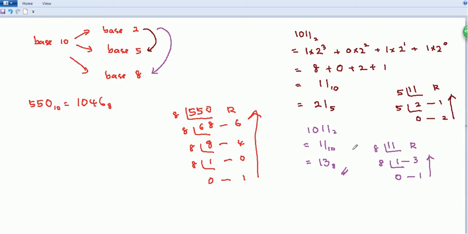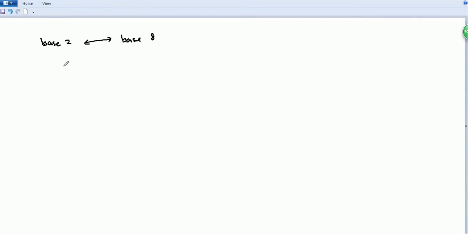Okay, so actually from base 2 to base 8 or base 8 to base 2, we have another way to solve it, a shortcut. So I will show you here. Let's say we have a number 11001 in base 2. We want to change it to a number in base 8.